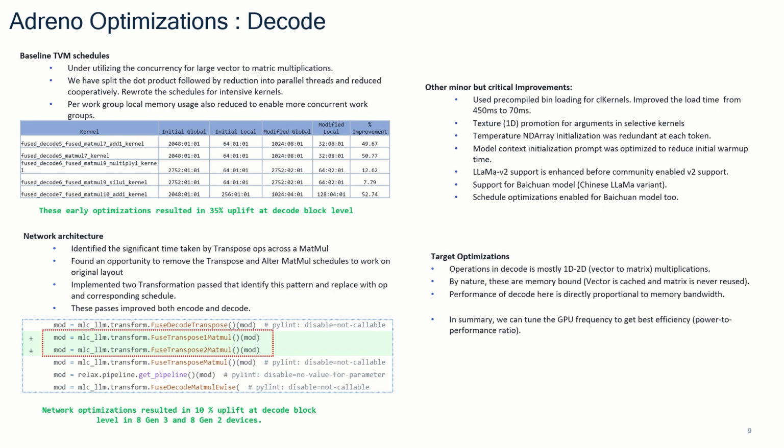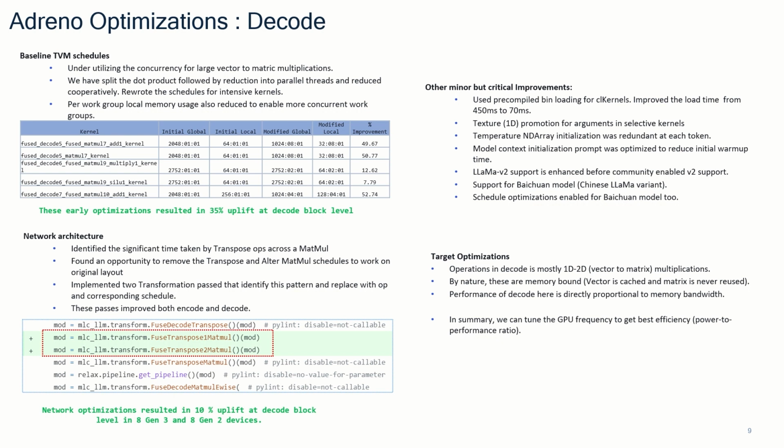And then coming to the target, when it comes to edge devices, I talked about the power and all that, right? So we have done a few experiments to see how the power consumption of the target device behaves. The decode operations for us are mostly a 1D to 2D multiplication. So by nature, all these decode layers are bound by memory. So we don't need to actually run the GPU at a higher clock to get better performance.